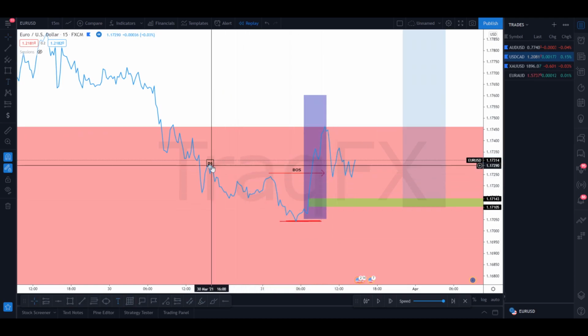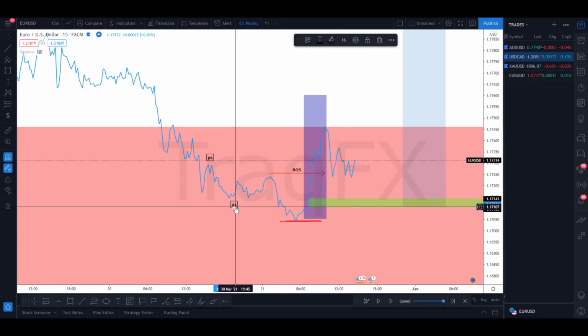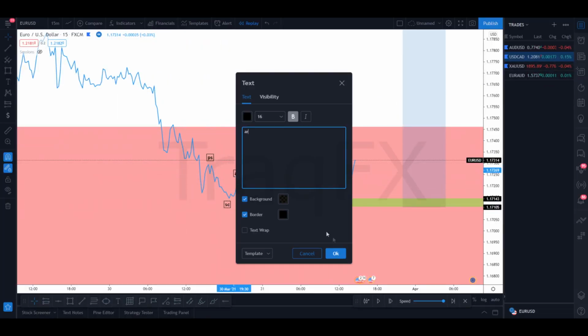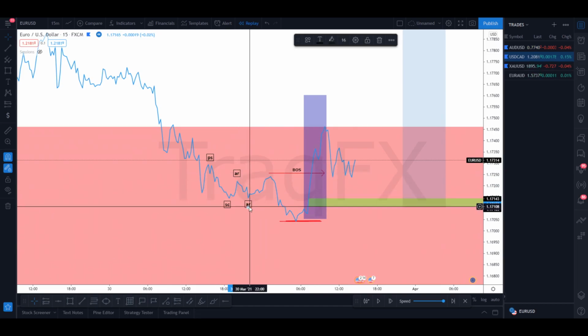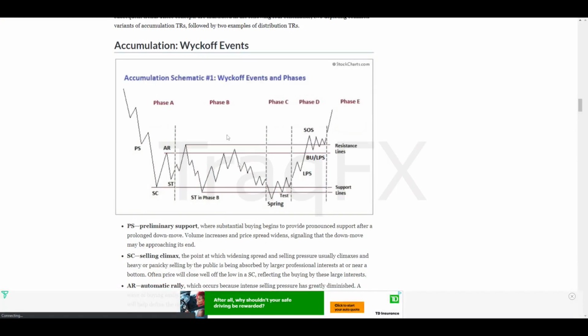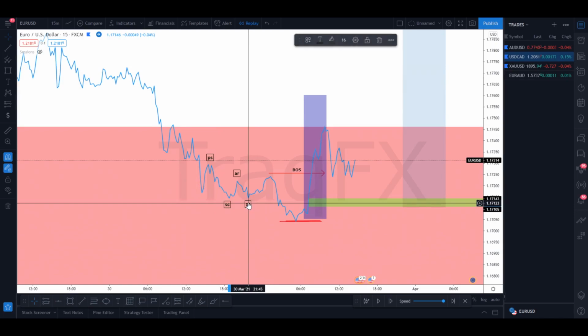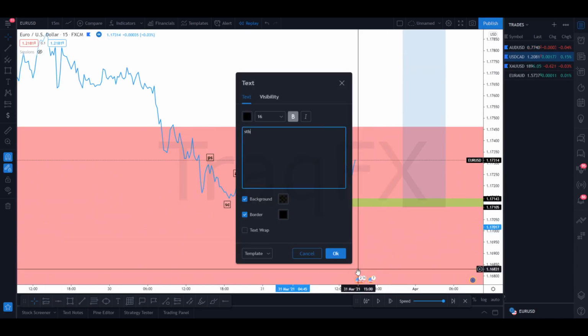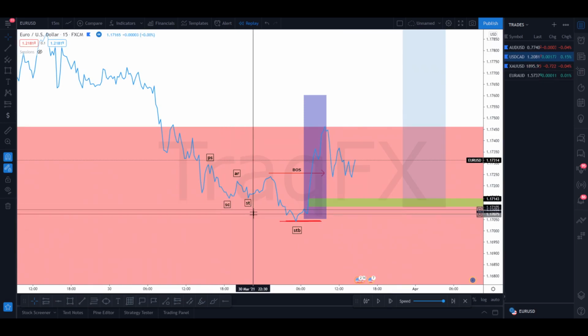Now, after the PS, it might follow by selling climax. I definitely am right over here. We have that selling climax. Now, after that selling climax, we have an automatic rally. Yes, we do. And we have a secondary test after that automatic rally right here. Now, do we have a secondary test in phase B? Yes, we do. We have that STB. Clearing the lows of the SC and the ST.